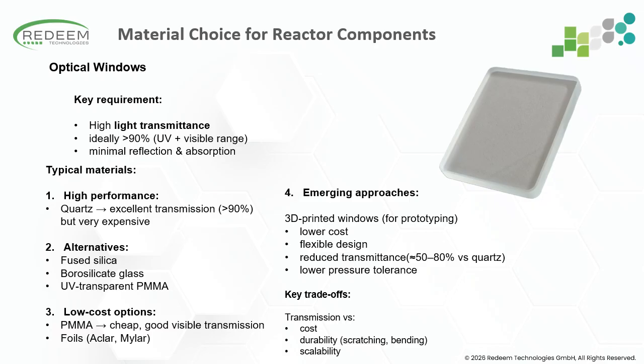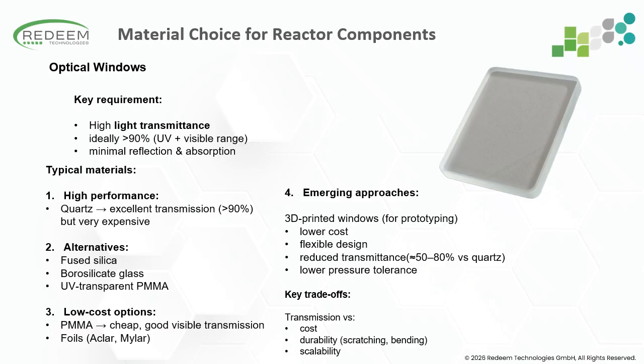And depending on the application, materials such as borosilicate glass or UV transparent polymers can provide a good compromise between performance and cost here. And more recently, more and more 3D printed windows have become attractive for rapid prototyping, although they still have lower transmission and lower pressure resistance.